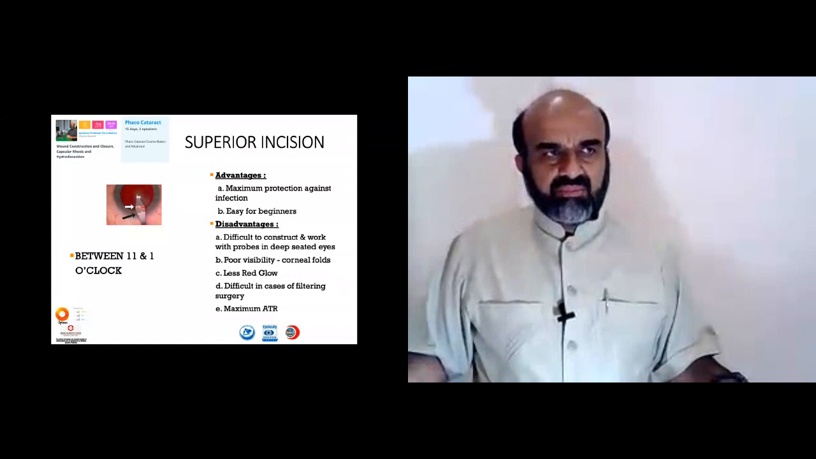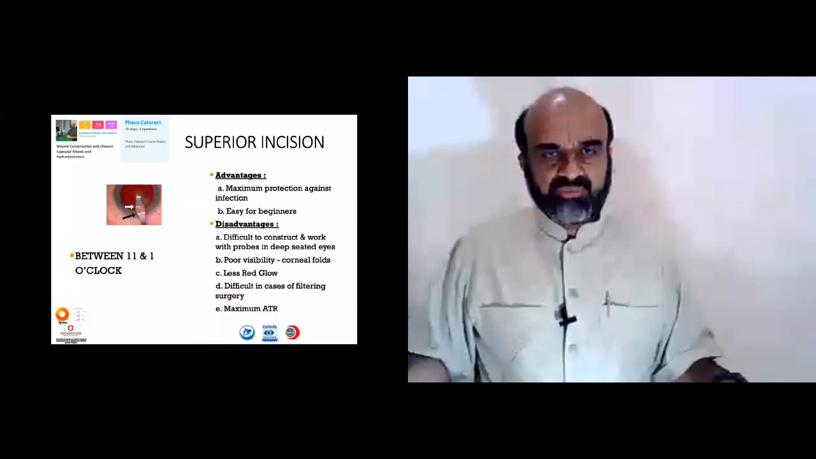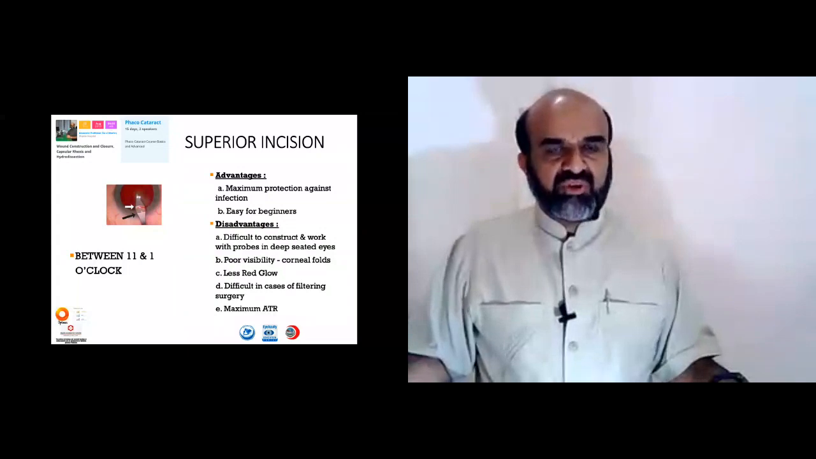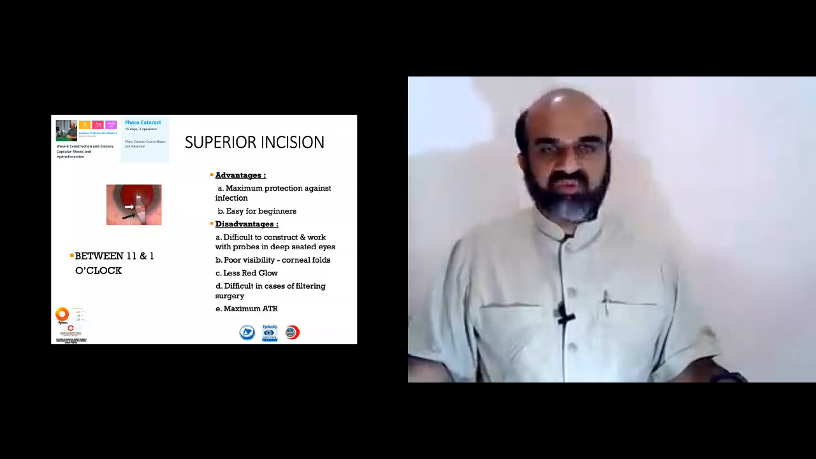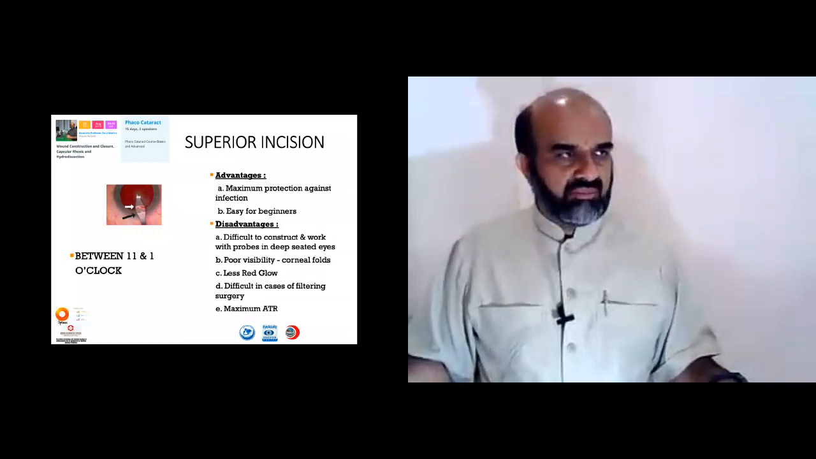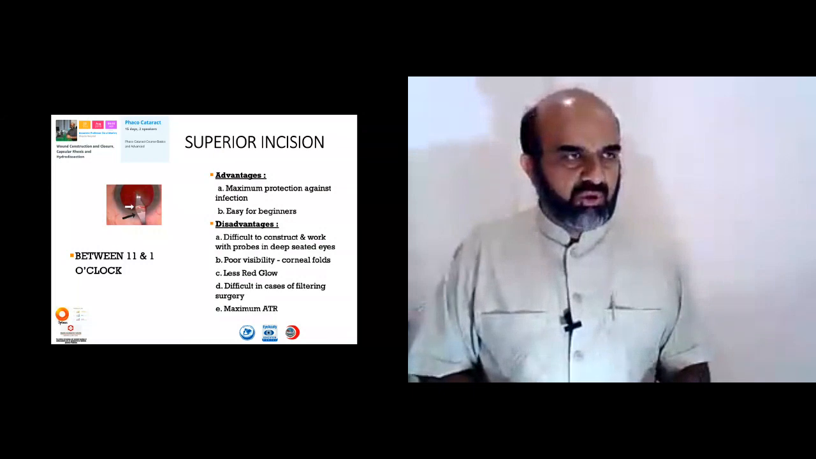And then, especially because the phaco probe is straight, if you have constructed your incision superiorly, it is always difficult to enter the anterior chamber without distorting or again inferiorly rotating the eye, especially in deep set eyes, which most of our nation has. Oriental eyes are generally deep set with high orbital arcs. So these are the disadvantages of superiorly located incisions.